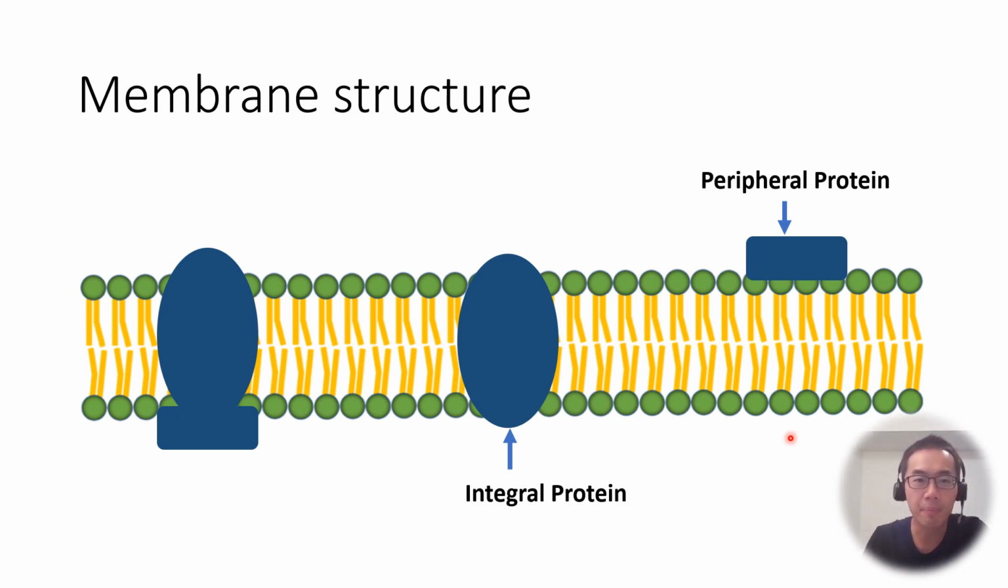The second key component of the cell membrane is proteins. Proteins can be integral proteins, which span the entire thickness of the cell membrane, or they could be peripheral proteins that just attach themselves either on the outside of the cell membrane or on the inside of the cell membrane. In addition to proteins and phospholipids, there are other molecules like cholesterol, which are important for maintaining the fluidity of the cell membrane. And there are glycoproteins and glycolipids that play a role in cell-cell recognition, for example.